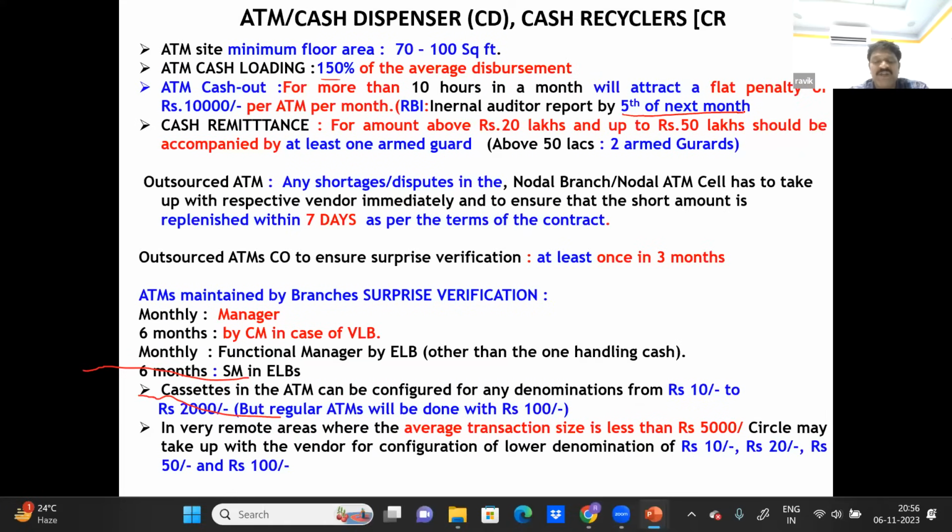Now cash remittance: here they have quoted again, 22 lakhs to 50 lakhs, 1 armed guard is required. Above 50 lakhs, 2 armed guards are required. Here also they have quoted, that's why I have added it here.